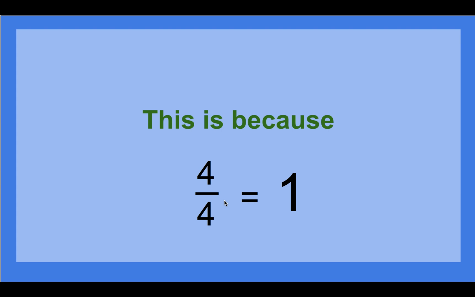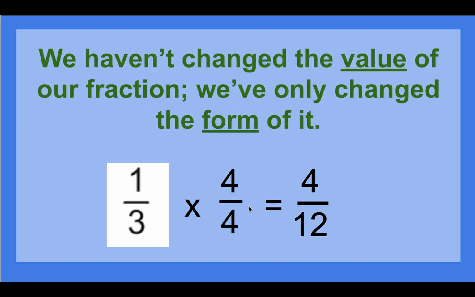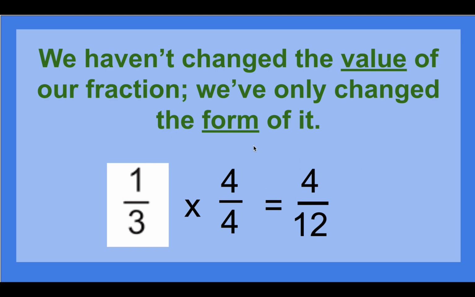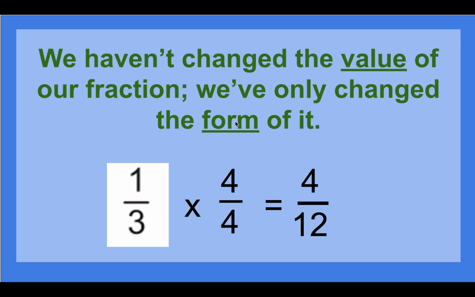This is because 4/4 equals 1, which I just recently explained, right? So we haven't changed the value of our fraction, we've only changed the form of it. 1/3 is the equivalent fraction for 4/12. 4/12 and 1/3, the same thing, because we've only multiplied it by 1. So we haven't changed the value, we've only changed the form.